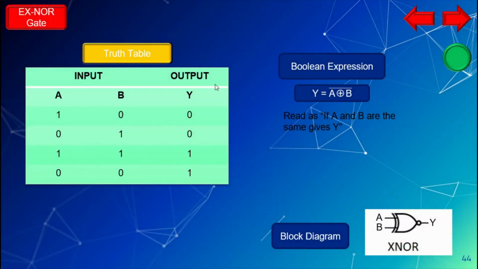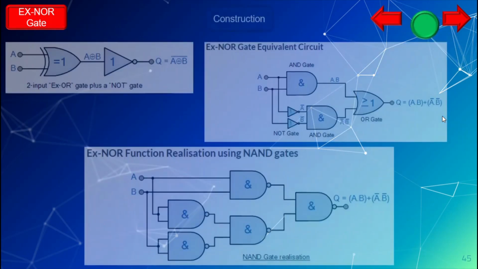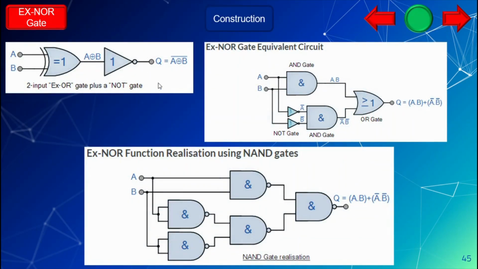Here is the exclusive NOR gate truth table. Did you get it right? Notice that, to get an output of 1, the two inputs must be the same, whether both 1 or both 0. The Boolean expression is read as, if A and B are the same, gives Y. The block symbol is simply an exclusive OR gate with inversion bubble. Just like the exclusive OR gate, XNOR can also be constructed by several other gates.